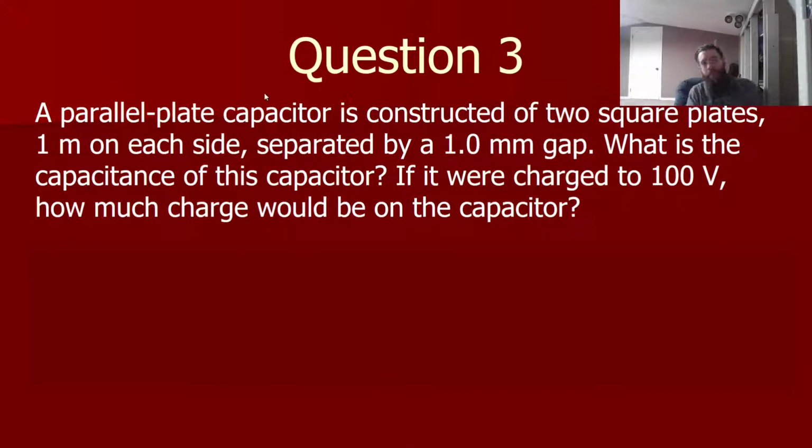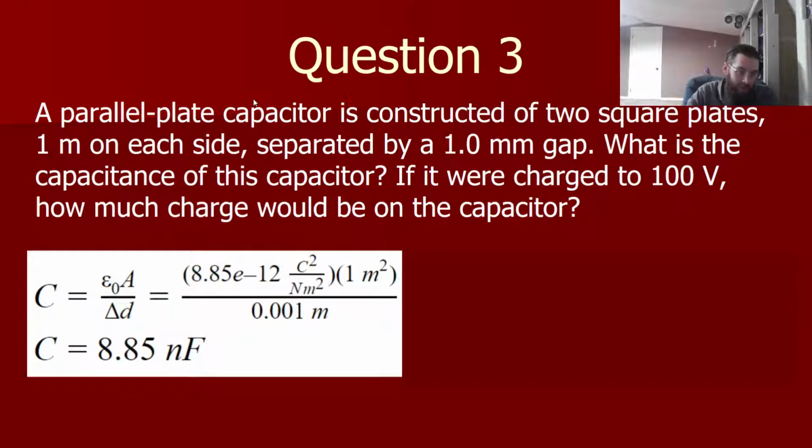Here it says we have a parallel plate capacitor constructed of two square plates, 1 meter on each side, which is a big plate, by the way, separated by a 1 millimeter gap. What is the capacitance of this capacitor? Well, capacitance is Q over delta V. It doesn't give us that, but it does give us the area and the distance, so we can calculate it as epsilon naught A over d.